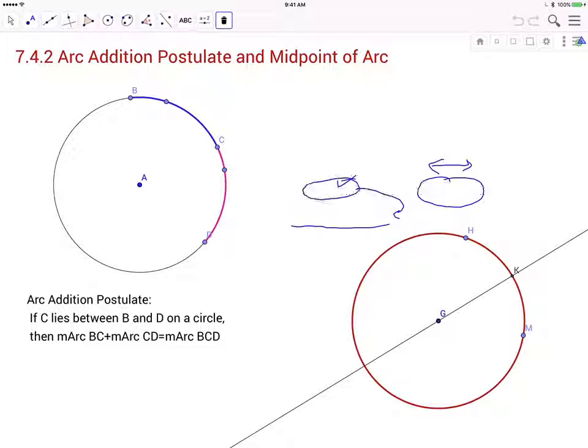And it's important. Whoops, didn't mean to do that. Let's see, can't get that back. No, okay, that's a flaw. So there we go. Midpoints are there. Okay, arc addition postulate and midpoint of arc.